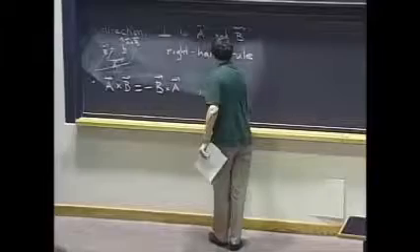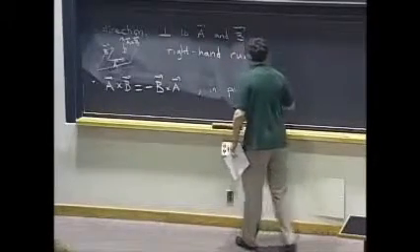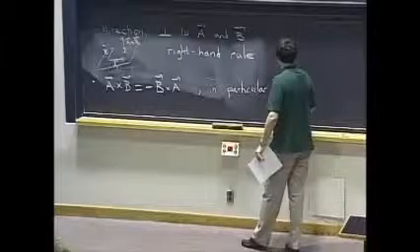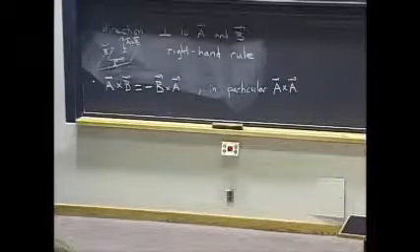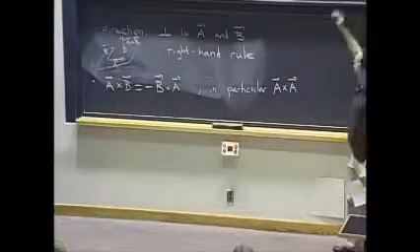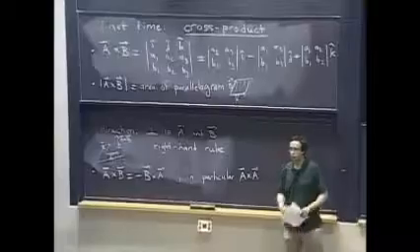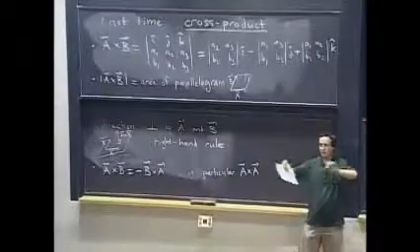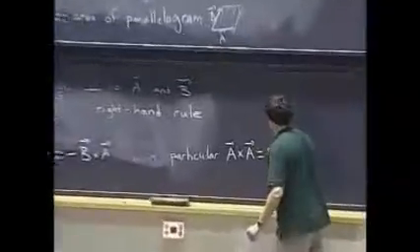Now, in particular, what happens if I do A cross A? Well, I will get 0. And there are many ways to see that. One is to use the formula. Also, you can say just that the parallelogram formed by A and A is completely flat, and it has area 0. So that's the 0 vector.